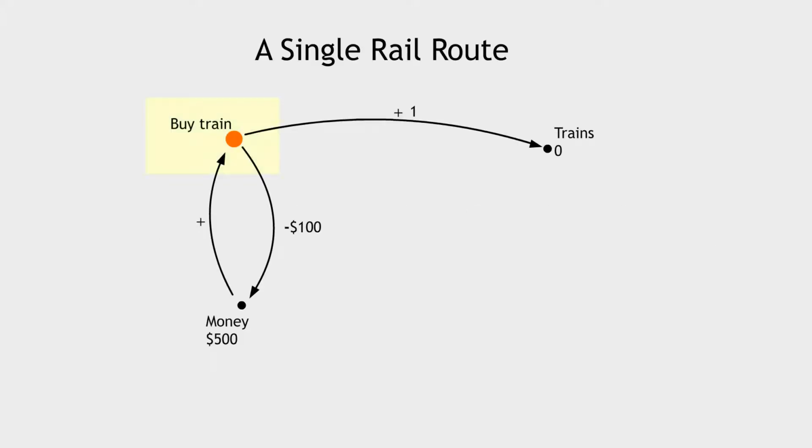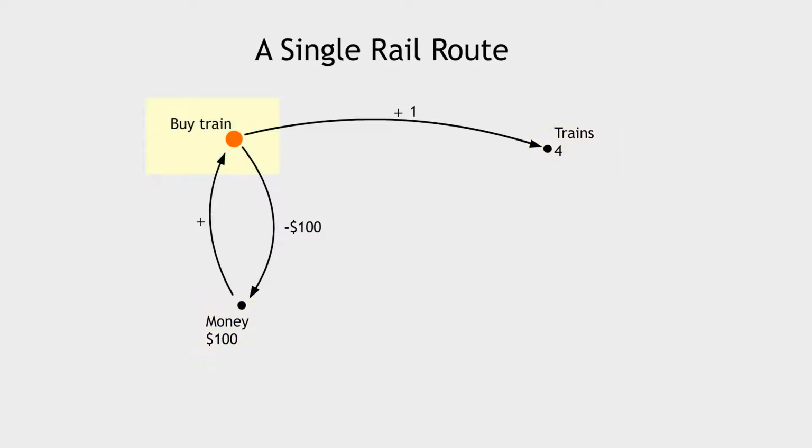This is an example of an immediate negative feedback loop. The loop is immediate because there is no waiting. The cost gets deducted from player funds immediately. The loop provides negative feedback as buying trains decrements money, reducing the player's ability to buy more trains.